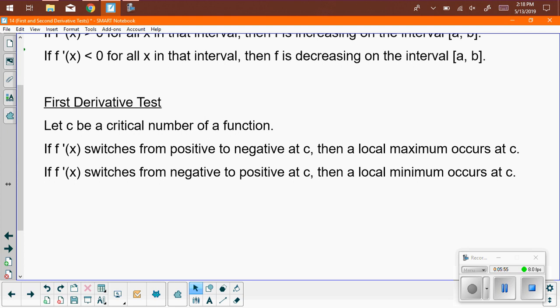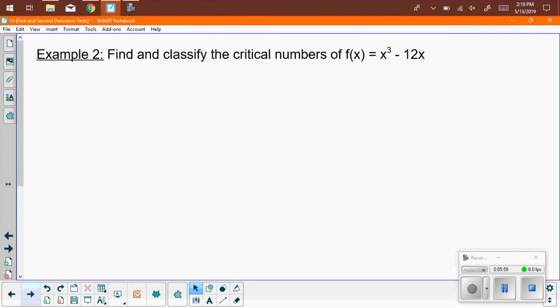So let's do an example of how that will work. Example 2: find and classify the critical numbers of f of x equals x cubed minus 12x.